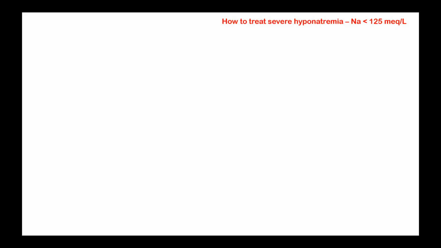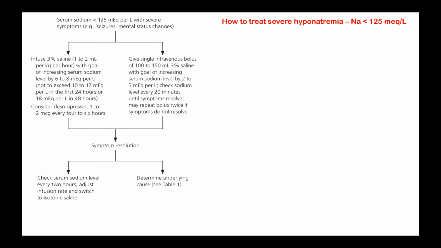We'll check if he's symptomatic, sir. Take it as symptomatic. So if the sodium is less than 125, this is the flow chart. See for the symptoms whether there are any seizures, mental status changes. Then infuse 3% saline at the rate of 1 to 2 ml per kg per hour with the goal of increasing serum sodium by 6 to 8 milliequivalents per liter, but not to exceed 10 to 25.